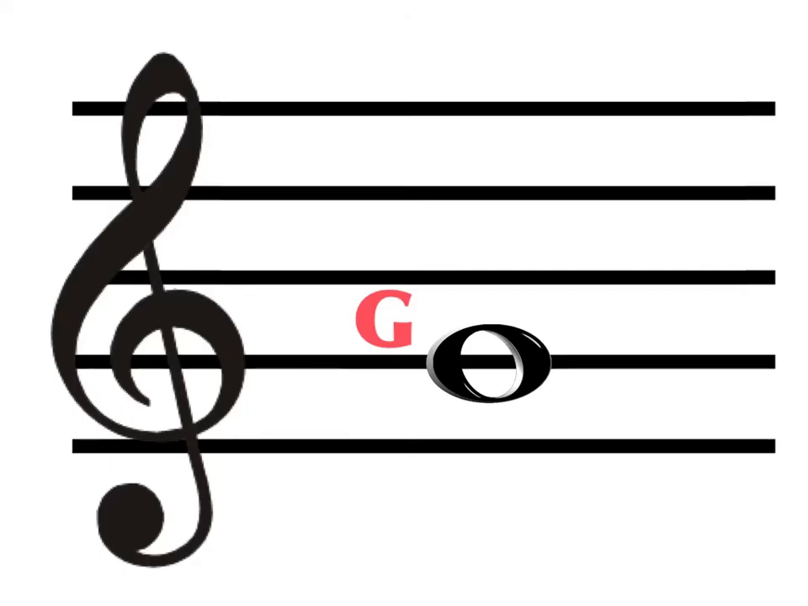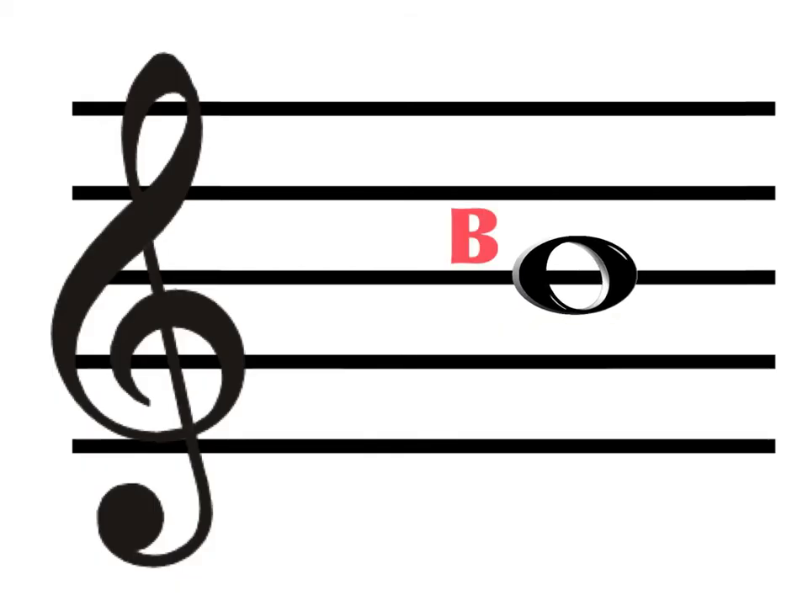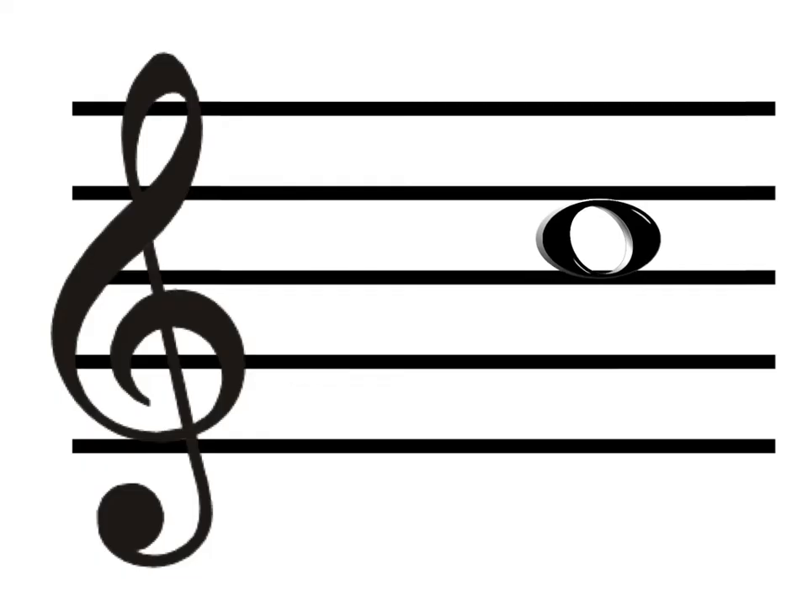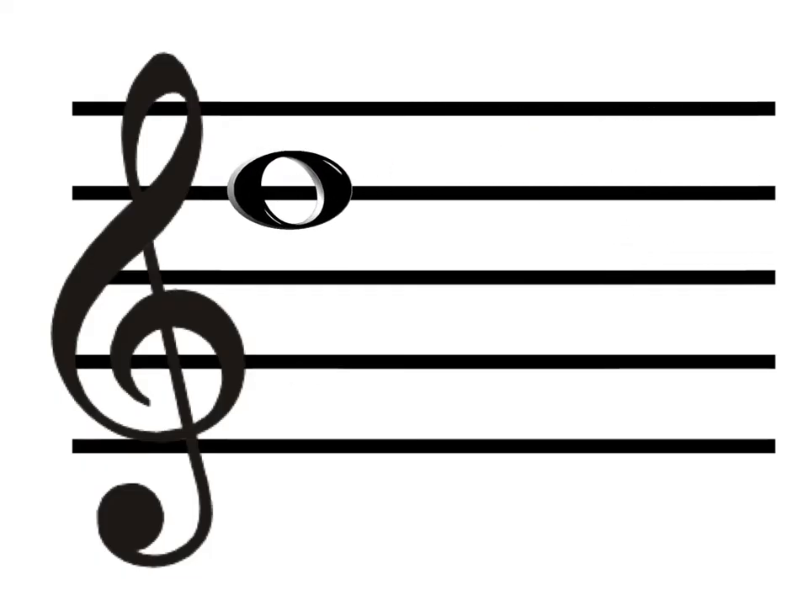Any note written in the next higher space is called an A, because when naming ascending notes, we start over again in the alphabet after letter G. Any note written on the line above the A space is called a B, and this pattern continues in alphabetical order. When we write descending notes, we must name them in reverse alphabetical order.